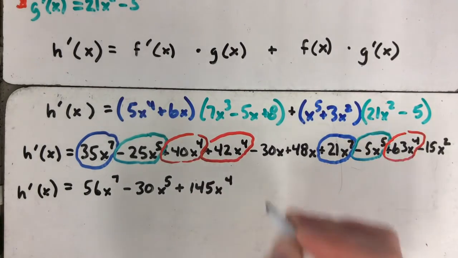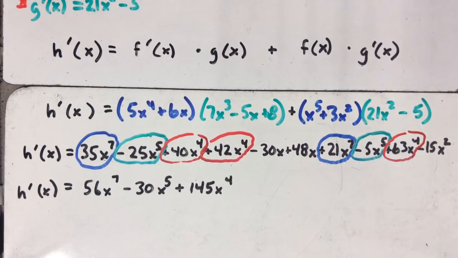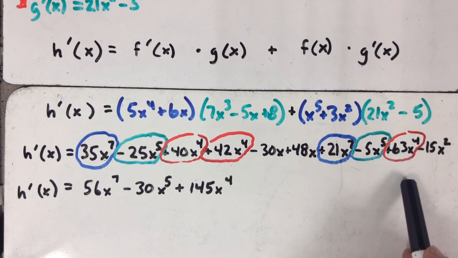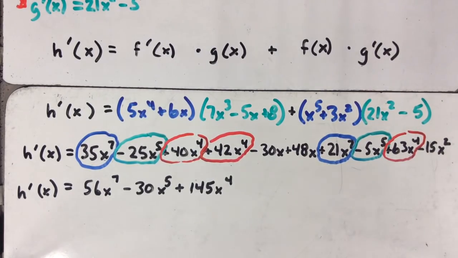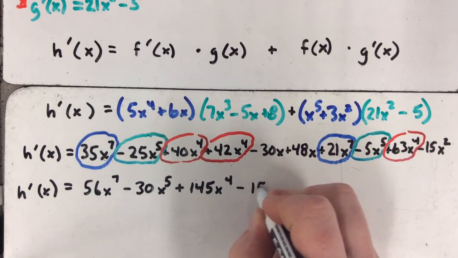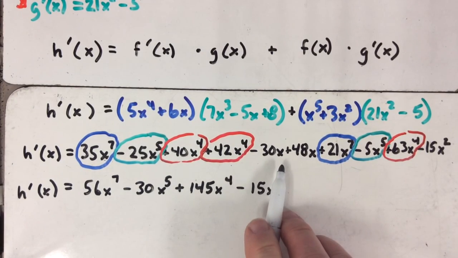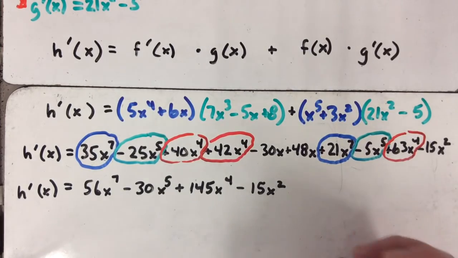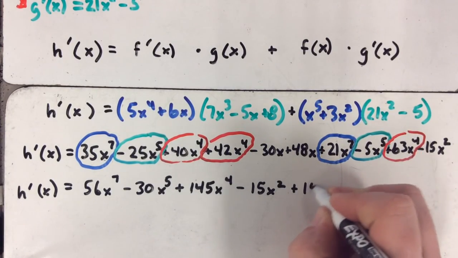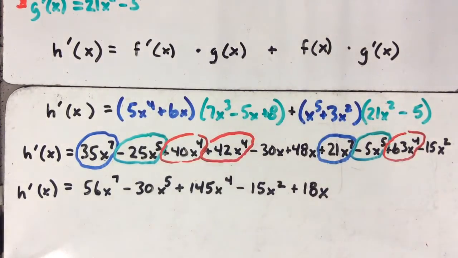x to the 4th. Next would be our cubed terms, but there aren't any of those. There's one x squared term out here on the end, so I can just copy that one down. And then these two terms here would just have x's in them. So negative 30 plus 48 is positive 18x. So this is our final answer.